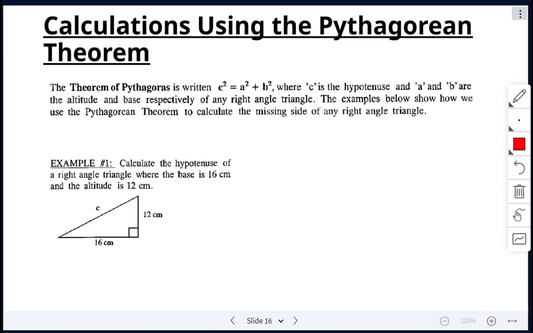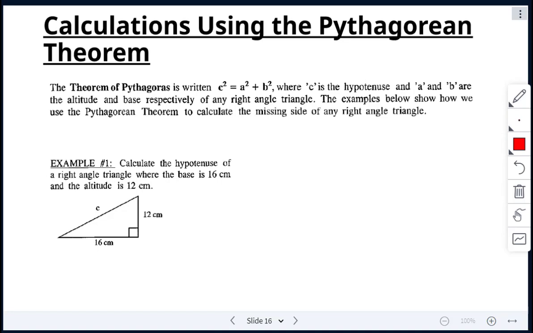So next we're looking at calculations using the Pythagorean theorem. So a squared plus b squared equals c squared. C is the hypotenuse. A represents altitude, b represents base, but like I said, if a and b got interchanged, that's okay. It's the hypotenuse that is the c.